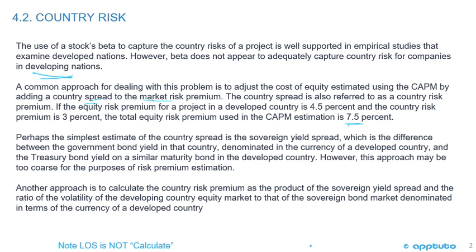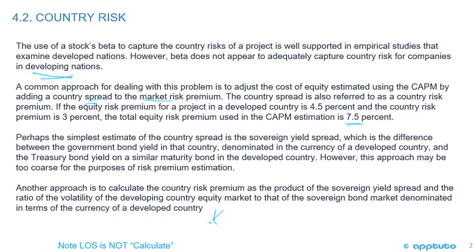So perhaps the simplest estimate of the country spread is the sovereign yield spread, which is the difference between the government bond yield in that country denominated in the currency of a developed country and the treasury bond yield on a similar maturity bond in the developed country. However, this approach may be too coarse for the purposes of risk premium estimation. Another approach is to calculate the country risk premium as the product of the sovereign yield spread and the ratio of the volatility of the developing country equity markets to that of the sovereign bond market denominated in terms of the currency of the developed country.